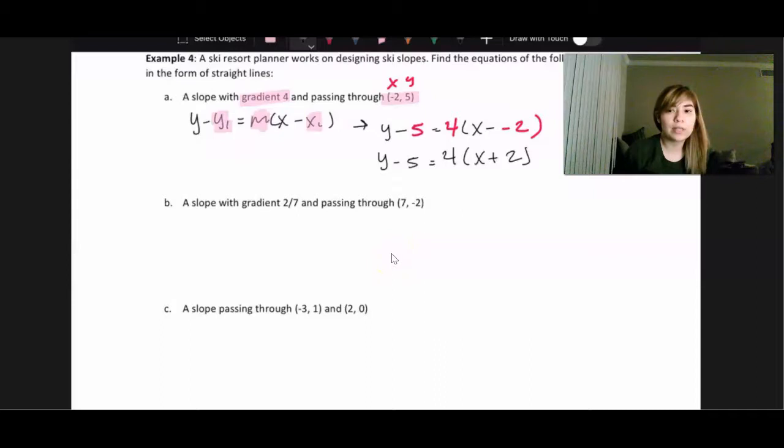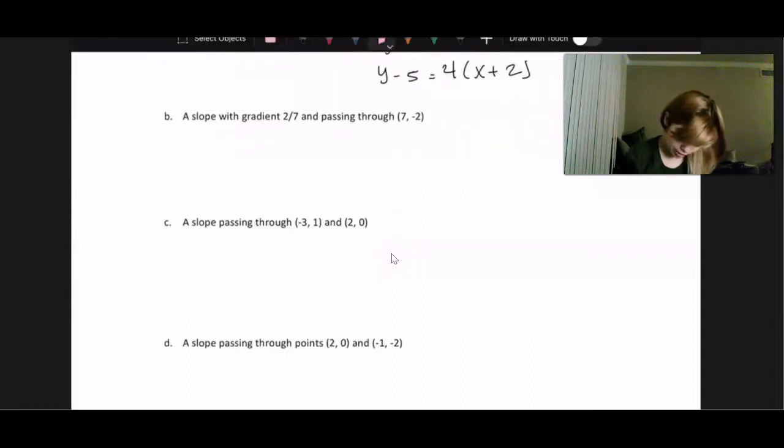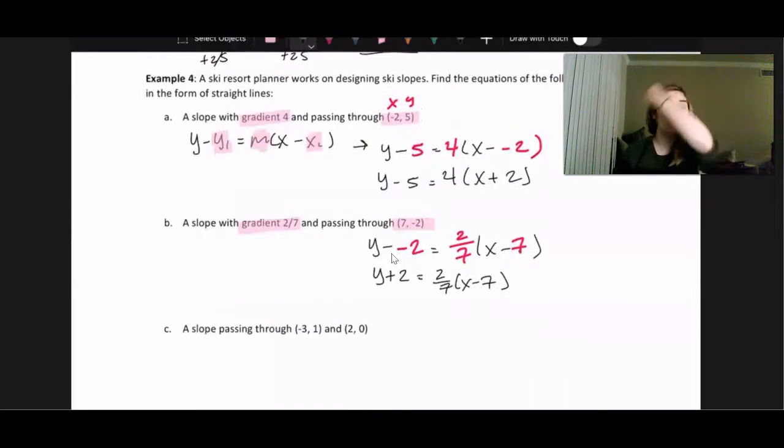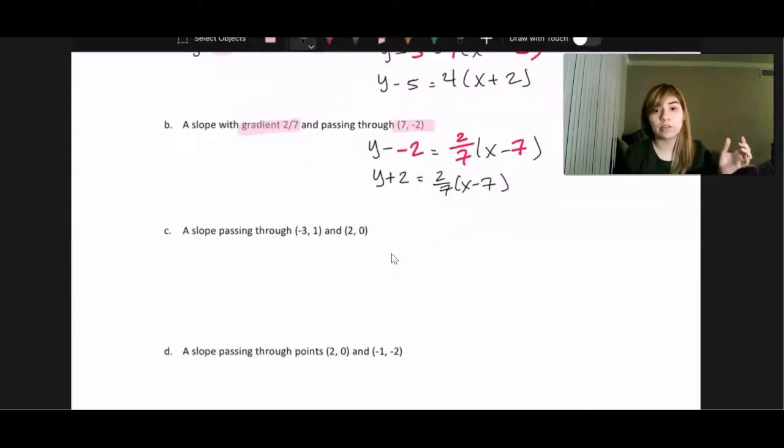All you have to do is find the equations of these lines. Same thing here. You're just going to write the equation of the line. So you're given the gradient and the point. So y minus y1, which is my negative 2, equals my gradient, which is 2 over 7, x minus my x1, which is 7. Which I rewrite as y plus 2 equals 2 over 7, x minus 7. Once again, I'm done. Now sometimes you'll have to do extra. They tell you a particular form you have to write it in, but in this one it just wants you to write equations of straight lines. So you can use any form.